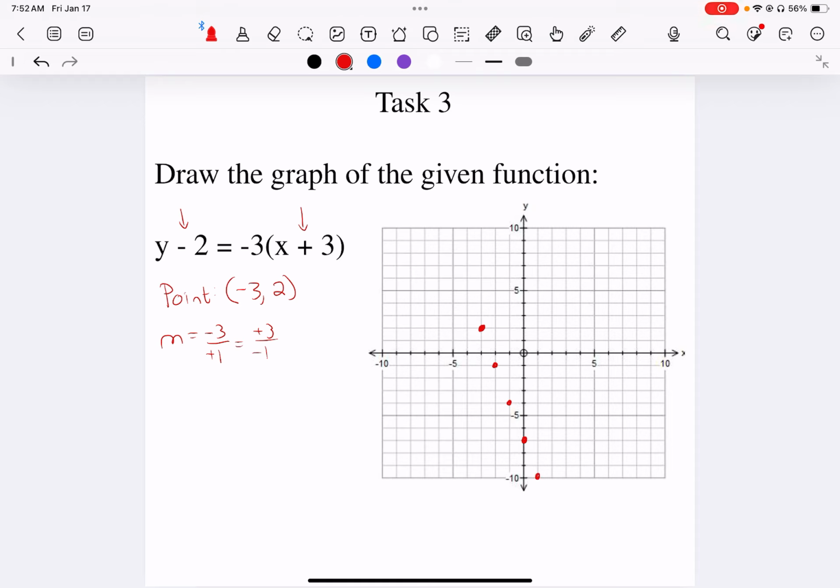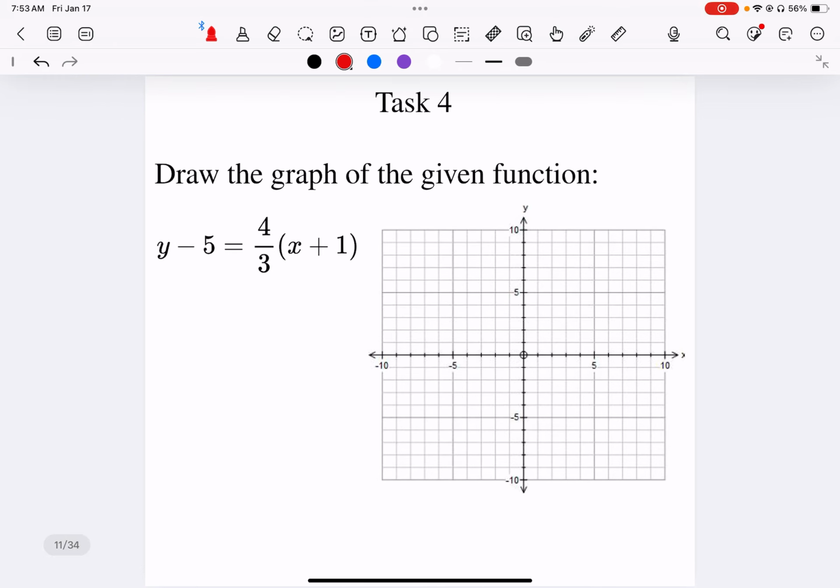Now I could go the opposite way, up 3, 1 to the left, up 3, 1 to the left, and I cannot fit anymore. Now I draw my straight line through these points, go through the graph, put arrows at the end, and label with the original. Y minus 2 equals negative 3 times x plus 3.